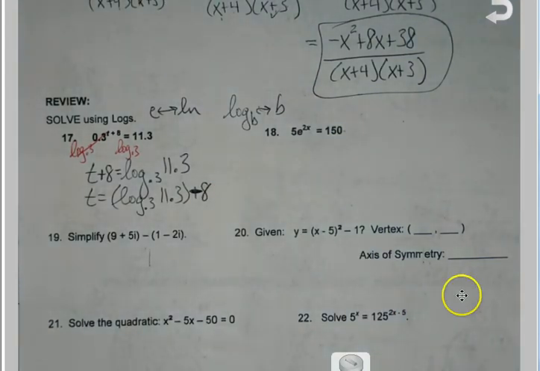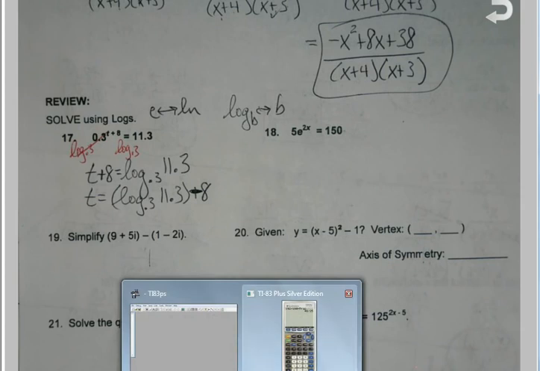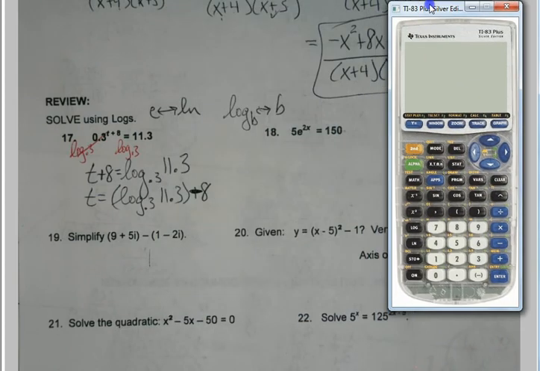So when I go to punch this in, and I'll pop it up over here so you can see, remember, with your logarithms, it's always the log of the physically larger divided by the log of your base. It has to be done in that order or you'll get a different answer. So the log of 11.3 divided by the log of 0.3. The log of the number divided by the log of the base, then minus your 8.